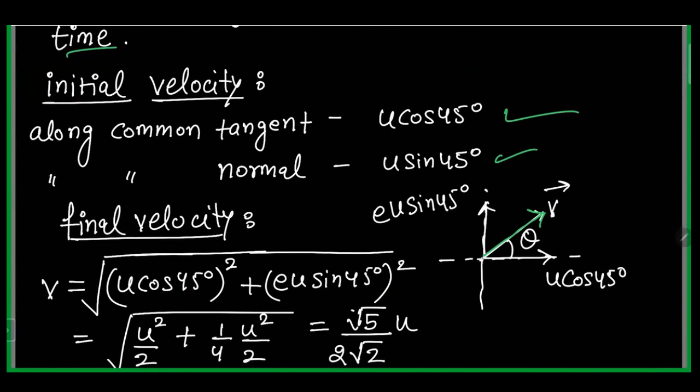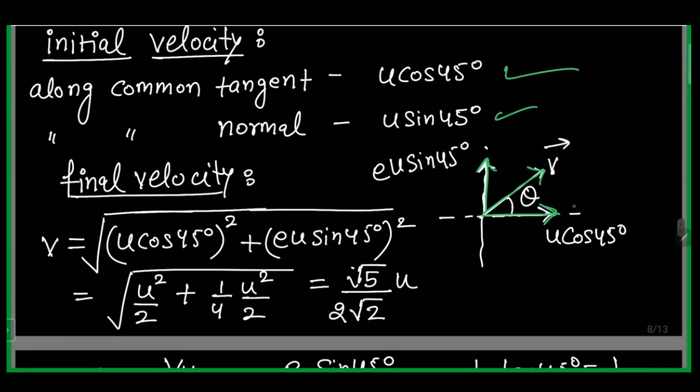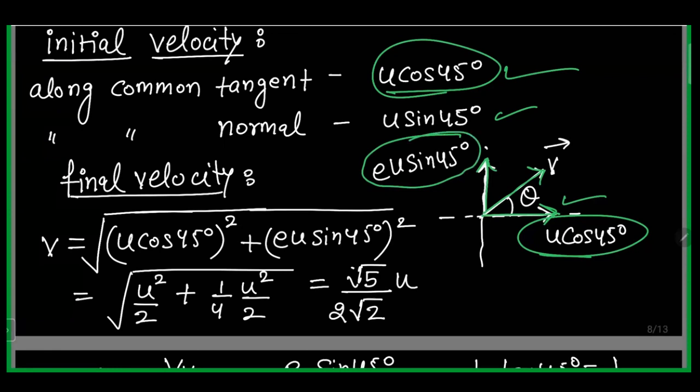So this will be your velocity along the common tangent and this will be your velocity along the common normal. As I mentioned, the velocity along the common tangent does not change, so it will still remain u cos 45. What about your velocity towards the common normal? It will become e times u sine 45. Very simple.